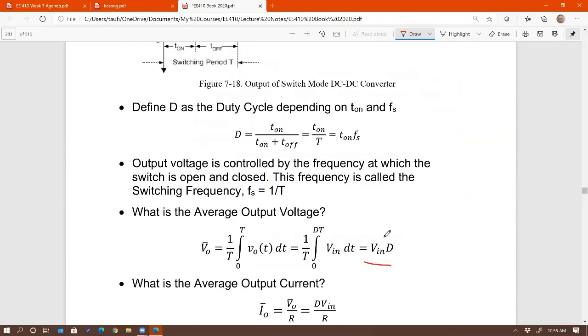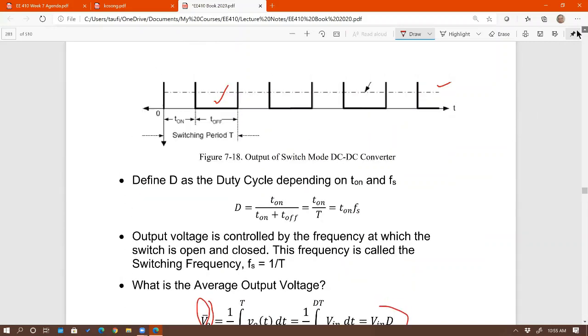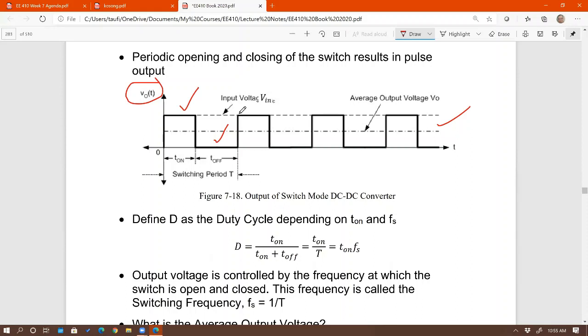Right here, our average output voltage is equal to input voltage times duty cycle. And you know what duty cycle is? That's the ratio of on time over the period. So on time is the pulse width right there, right? From here to here is the on time of the switch divided by the period, which is from here to here. So the ratio of pulse width and the period is called duty cycle.